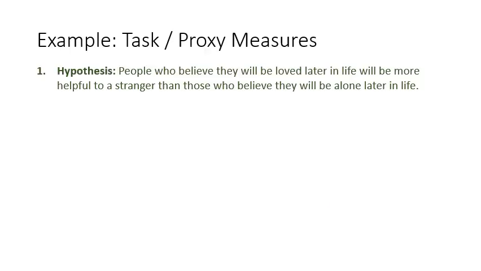An example, let's imagine this hypothesis: people who believe they will be loved later in life. In this situation, they take a personality inventory, and then someone comes in and tells them the results of this inventory show that you will be loved later in your life. Or it tells them, oh, the results of this inventory show that it's likely you're going to be alone late in life. So will people who are told different things, you're going to be alone later in life or you're going to be loved later in life, will they be more helpful to a stranger? Well, how are we going to measure this helpfulness?